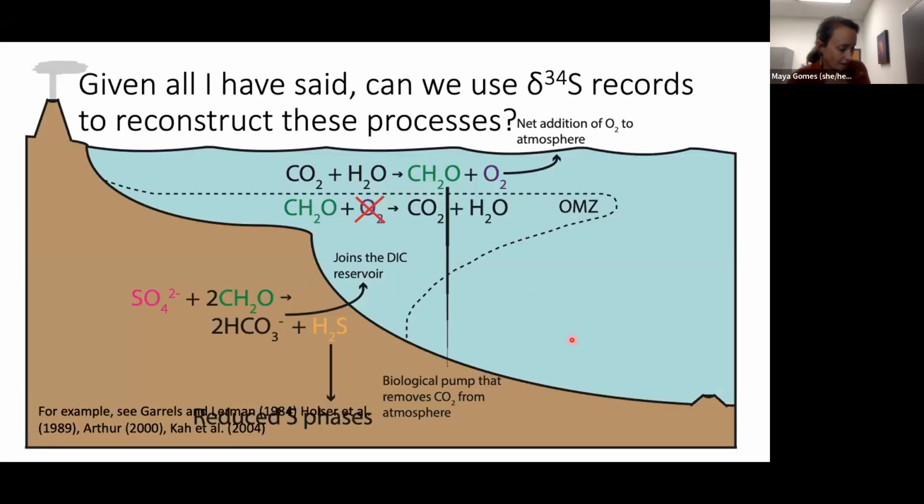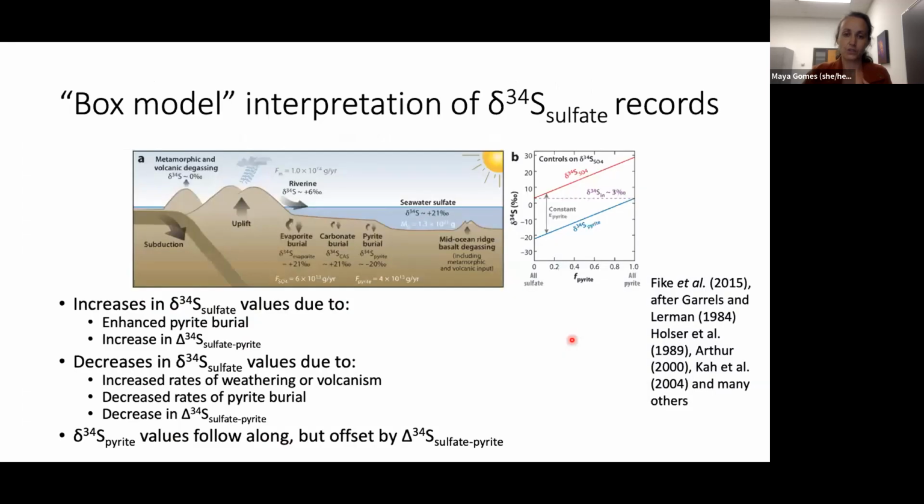So given all that I've said, I've talked to you a lot about the pitfalls and the issues and things that we need to think about when we're interpreting records. Are these records still useful? I'm biased, of course. I think yes, I love sulfur isotopes, but I think that we really need to be careful about how we're interpreting them. So if we want to get towards this box model interpretation of sulfur isotope records, we need to spend a lot of time ensuring that these are primary signals, but then also thinking about the different processes that might increase pyrite burial or change fractionation that maybe aren't just changes in areal extent of anoxic systems, but other changes to the Earth system that might drive those changes.